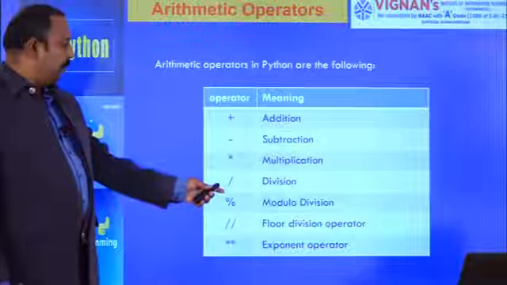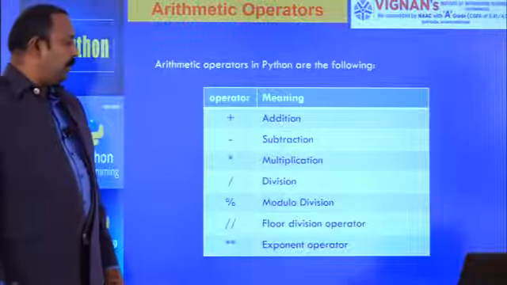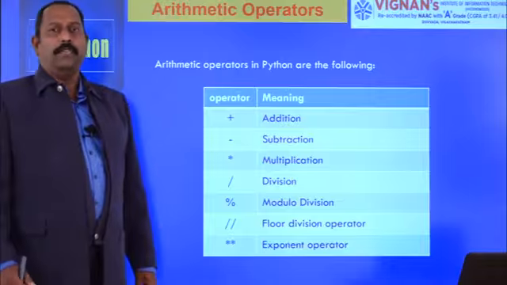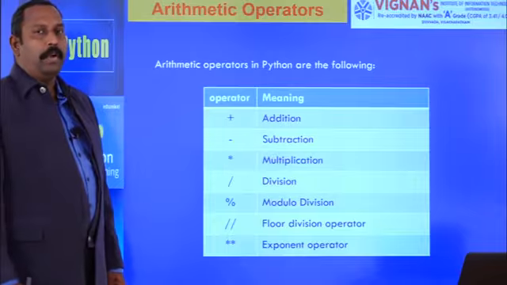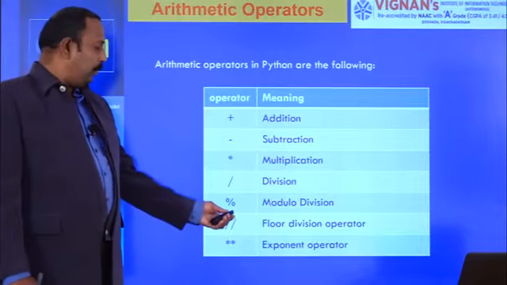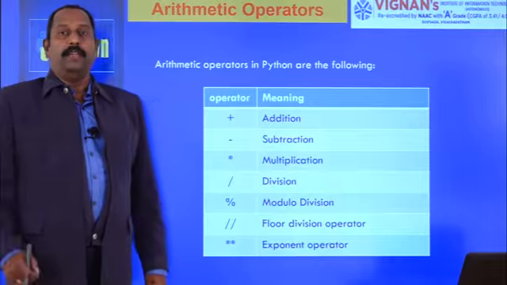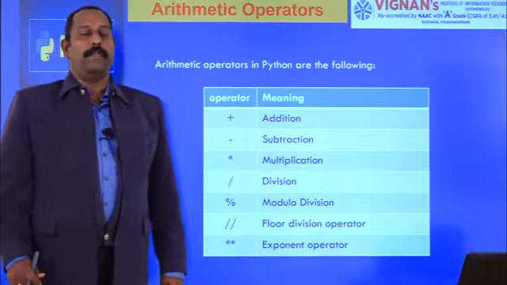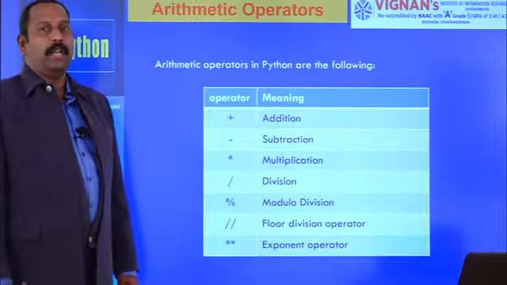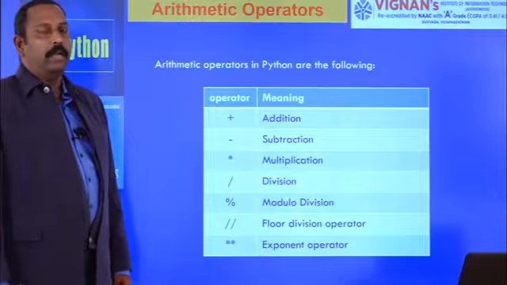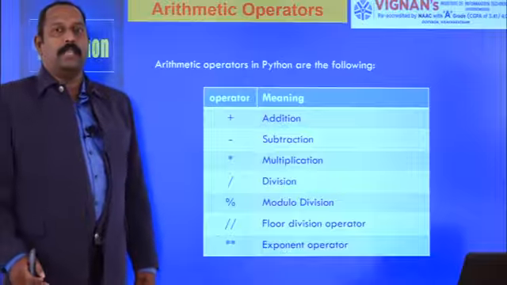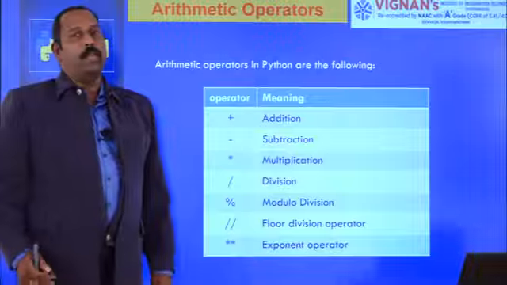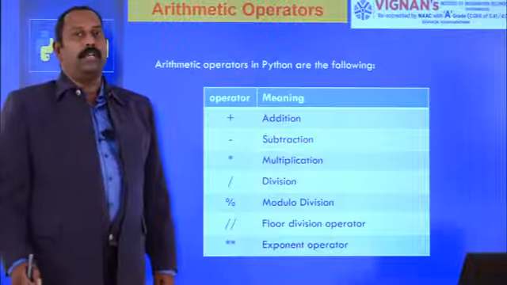So what is the difference between the division operator and the floor division operator? The division operator always gives the output in floating point value only, and floor division may give the output as integer or float. It can perform integer arithmetic as well as float arithmetic, and depending on the operands it may produce an integer or a float value.